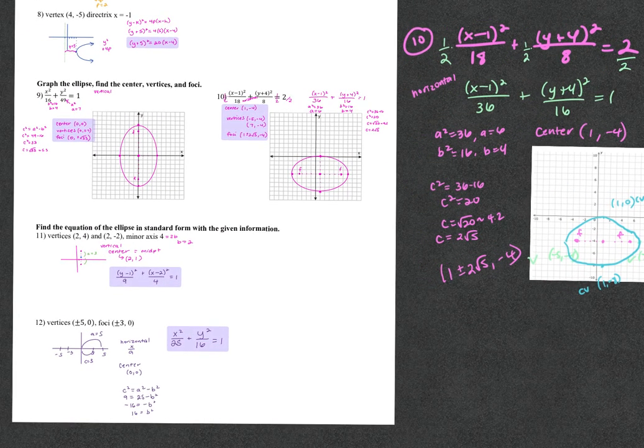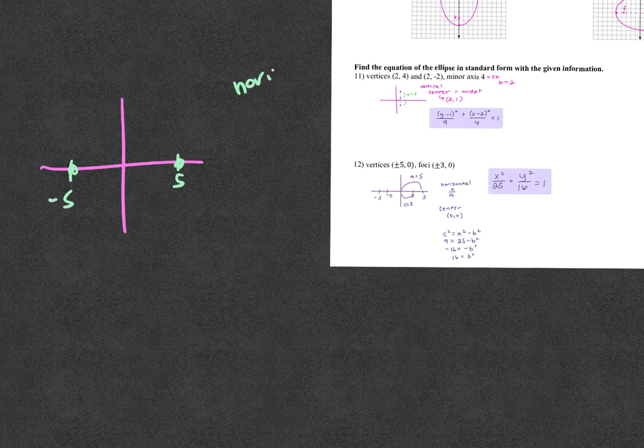So then it got into the equations of the ellipse, 11 and 12. All right, so 12 gives you the vertices at plus and minus 5, 0. So positive 5 and negative 5 tells me already that this is horizontal. My center would be halfway between those, which would be 0, 0. And my A is 5. All of that comes from the vertices. The foci are plus and minus 3, 0. And that means C is 3.